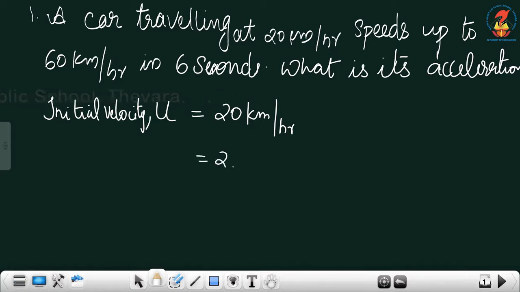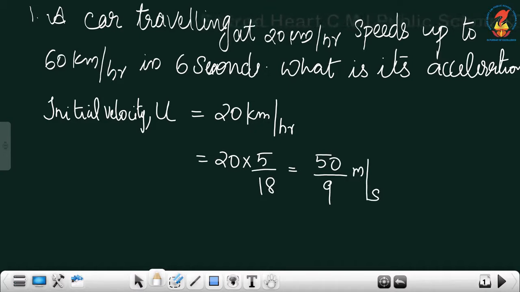That is equal to 20 into 5 by 18. You will get the answer 50 by 9 meter per second. When you do the calculation, with 2 you can cancel. 18, yeah, 9, yeah, 10. So, 10 into 5, 50 and here 9. So, you will get the initial velocity as 50 by 9 meter per second.